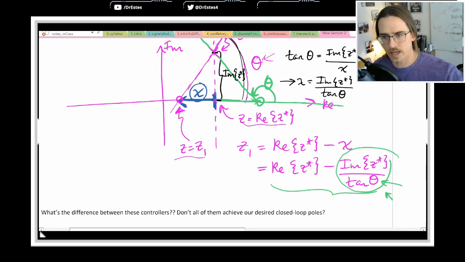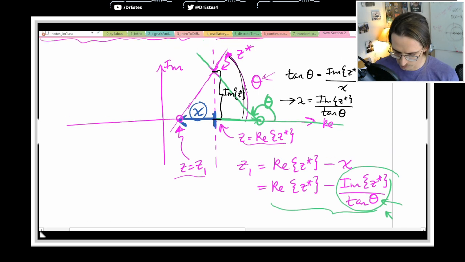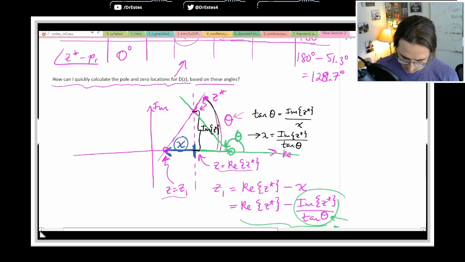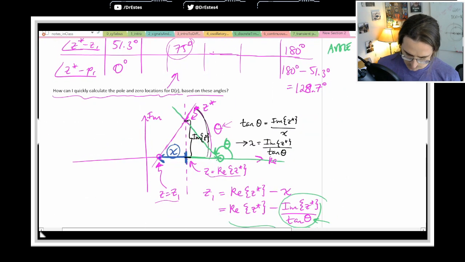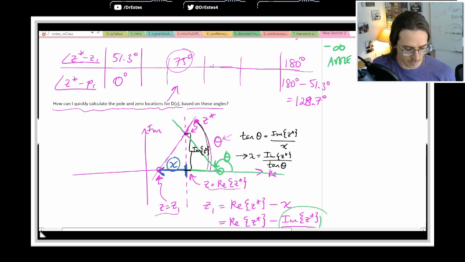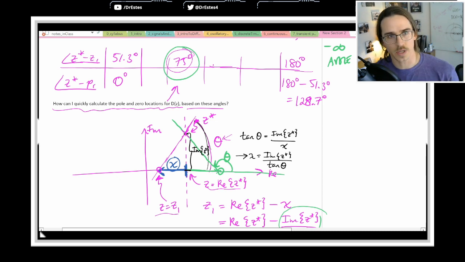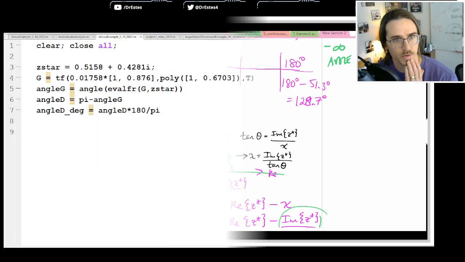So direction of angle doesn't matter. I wouldn't say that necessarily. We'll come back to it. All right, so let's run with this example of 75 degrees. We'll use this formula to figure out where the zero location is, and I'm going to go over to Matlab to do this.